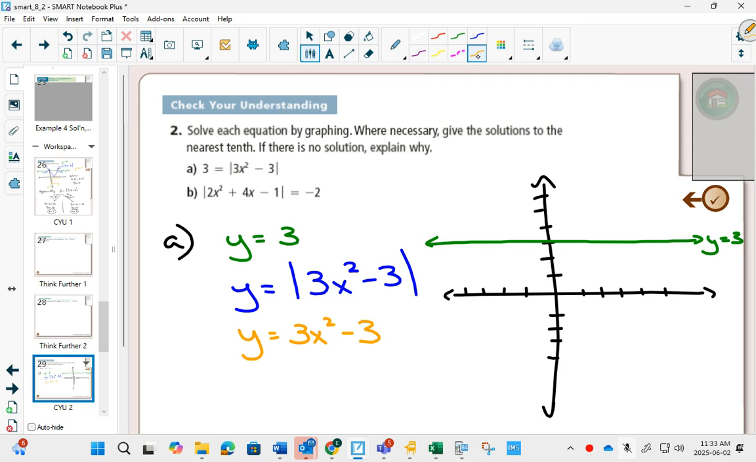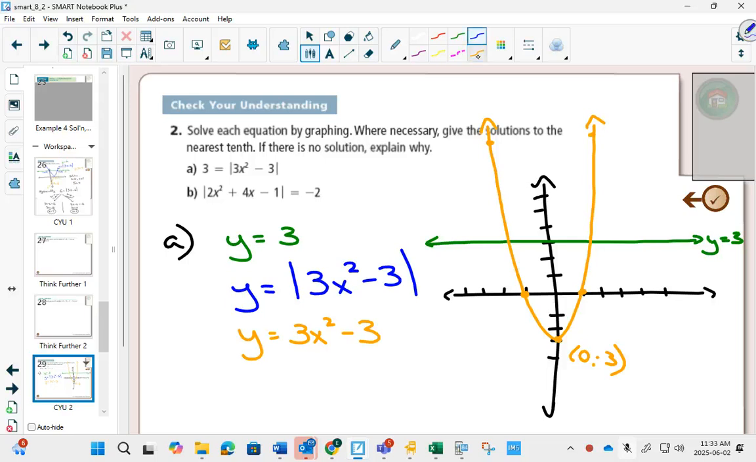This is a parabola. It's already in standard form or vertex form. Can you see from this that your vertex is at 0, negative 3? And because we have an a value of 3, we would go over 1 up 3, over 1 up 3, then over 1 up 9, over 1 up 9, and here is our orange graph.